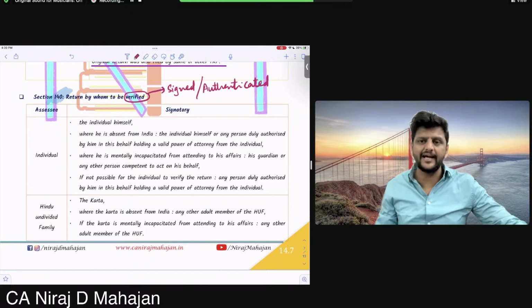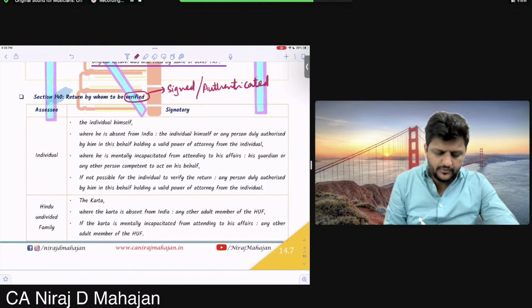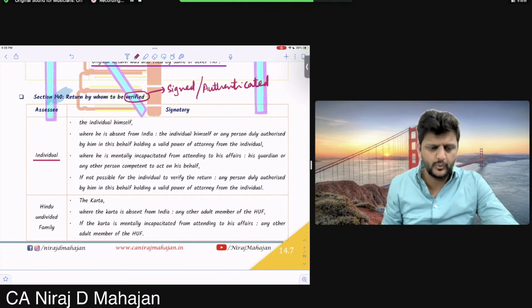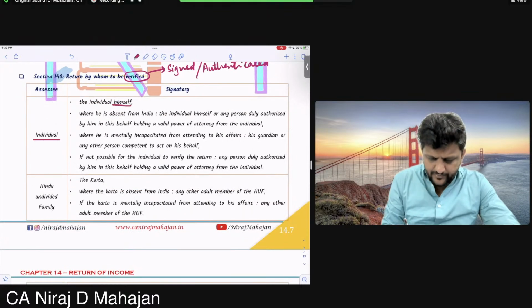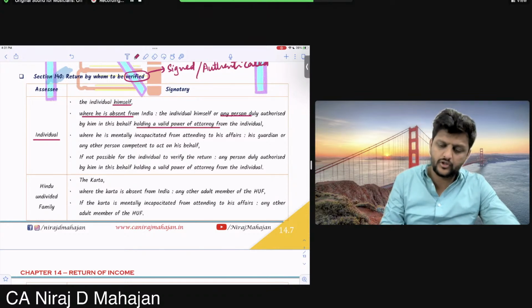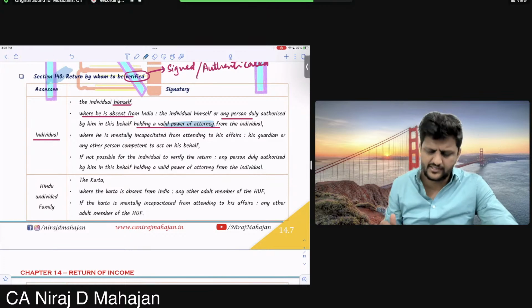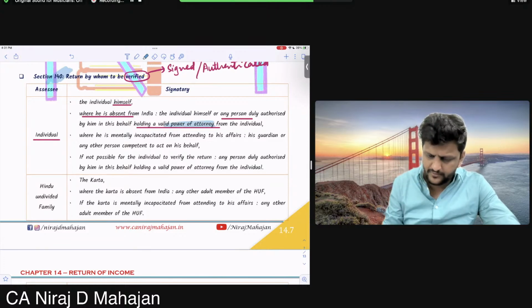Means bachcho, who will sign the return, no? Verification means sign. Okay. Individual, check. By the individual himself. Where he is absent from India, he cannot sign. Individual himself or any person duly authorized by him on this behalf holding a valid power of attorney. This we have already covered bachcho in law also. POA, power of attorney. So he has given the power to anybody else on a document to sign. Anybody else can sign, any person on behalf of that individual.